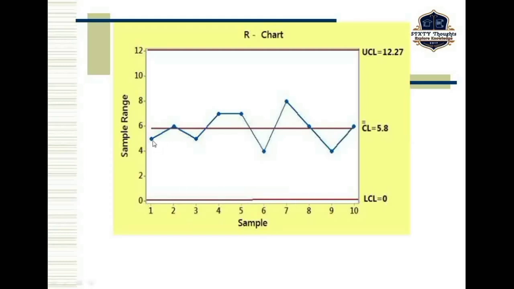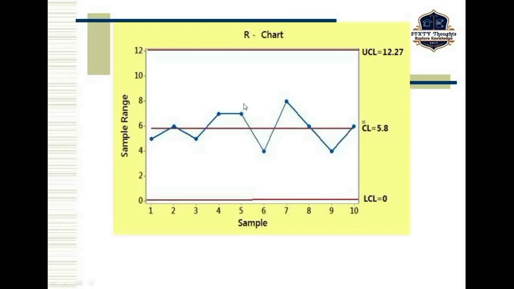Next, we are going to mark all the range values. How to write this one? We know the given data. Sample 1 range value is 5. Sample 2 range value is 6. Sample 3 range value is 5. In this way, we get the remaining values. After that, connecting the line between all range values, you get this graph.